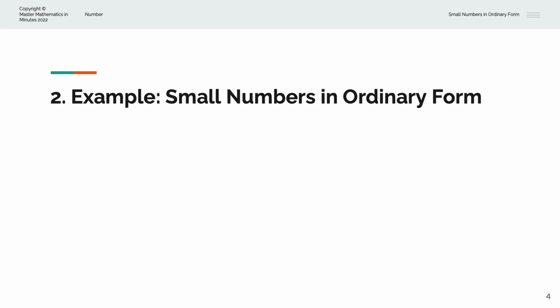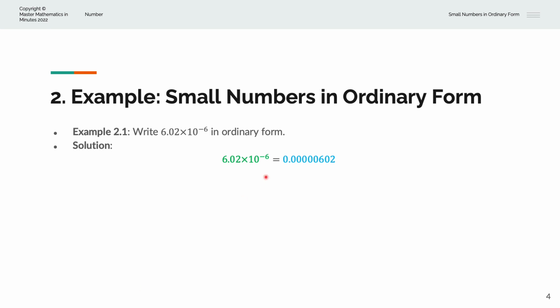In the first example, we're asked to write 6.02 times 10 to the power of minus 6 in ordinary form. So with 6.02 times 10 to the power of minus 6 is equals to 0.00000602. So if the decimal is between the digits 6 and 0, multiplying by 10 to the power minus 6 is where we move the decimal to left by 6 digits. So with 1 and 5 zeros, giving the number as required.